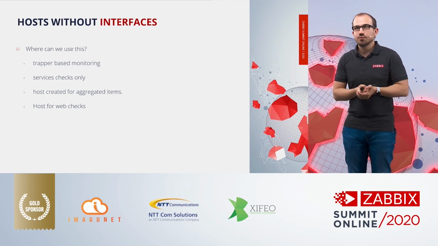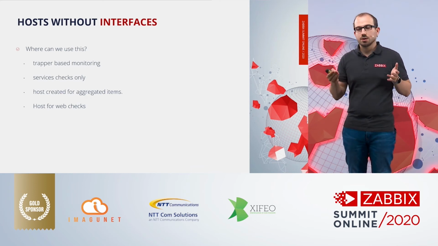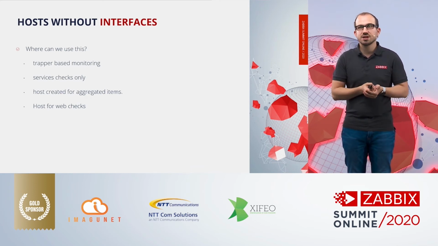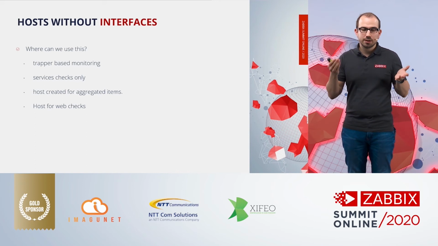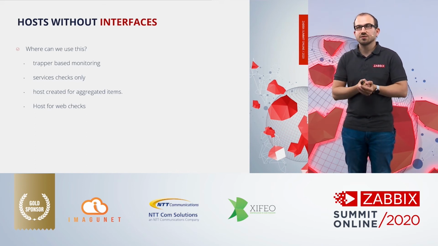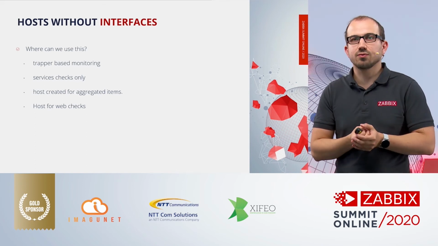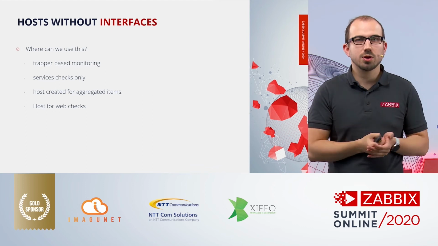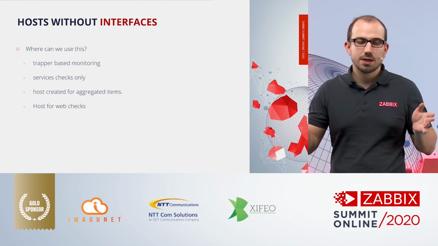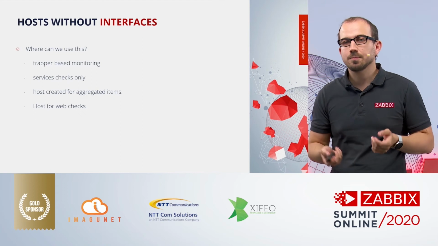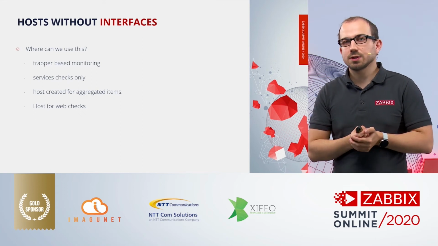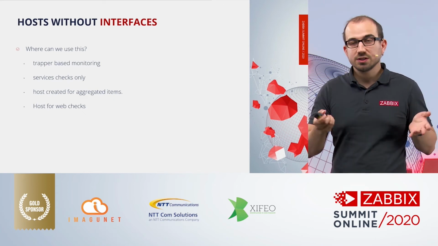What else can you use them for? Well, for trapper-based monitoring. As you remember, for active checks, most of the time you need specifically the host name. And, well, you can use only the host name without any interfaces. Or maybe you have a host that is created for aggregated items. No more localhost. Again, empty interface, and create your aggregated items over there. Feeling absolutely fine without an interface on a host.